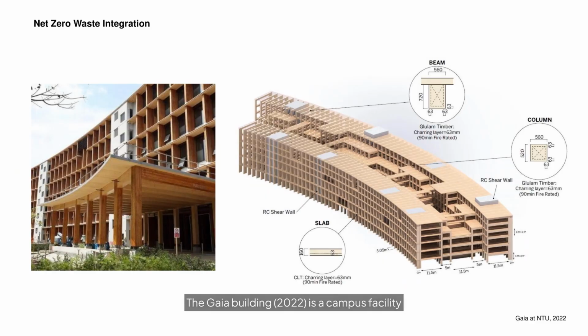The Gaia Building 2022 is a campus facility that aligns with net zero design in materials, carbon, and energy. 1. Reduce strategy. Gaia's superstructure was constructed from mass timber and CLT. The structural bays measured 5 meter by 11.5 meter, with CLT spans of around 3 meter between beams. A high level of off-site fabrication sped up construction and drastically reduced material waste from on-site cutting and fitting.